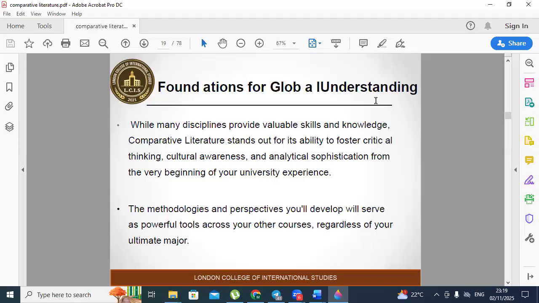So here, the slide makes a comparative claim while acknowledging that many disciplines provide valuable skills. It argues that comparative literature stands out for its ability to foster three specific qualities from the very start: critical thinking, cultural awareness, and analytical sophistication. Furthermore, it states that these skills are transferable and will serve as powerful tools in your other courses, regardless of your eventual major. It's an investment in your overall academic skill set.